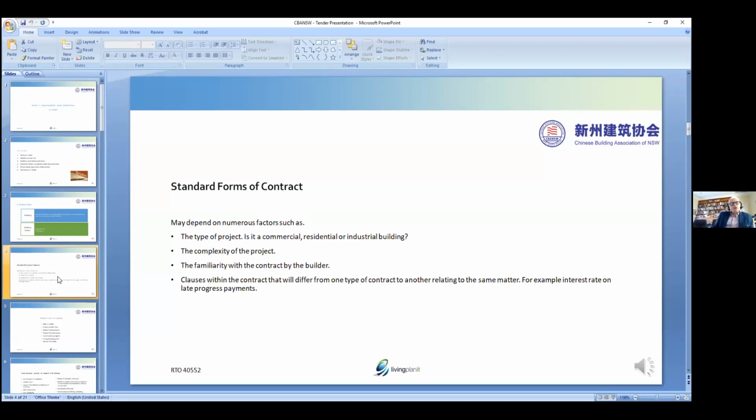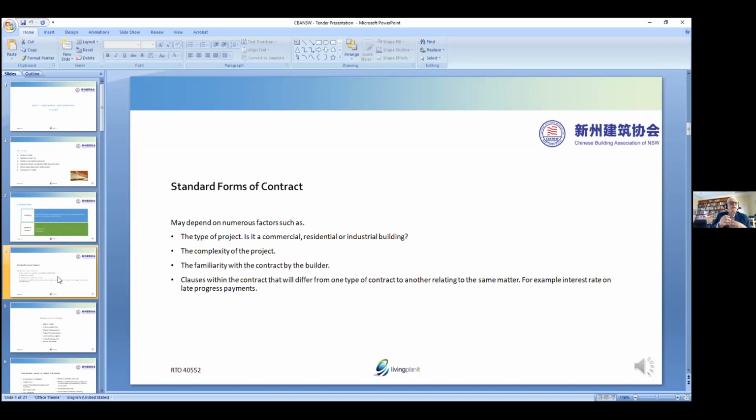Obviously, the size of the project as well, the complexity of the project. If it's a very, very complex project, it might be done on the basis of a cost plus contract because it's too difficult to price. And if the client insists on getting a fixed price for a very complex project, the building contractors will actually increase their margins, and the tender cost will be higher because there's higher risk involved with the complicated process.